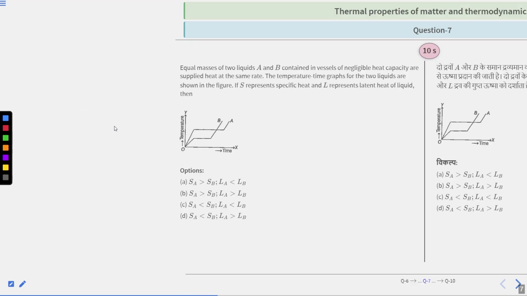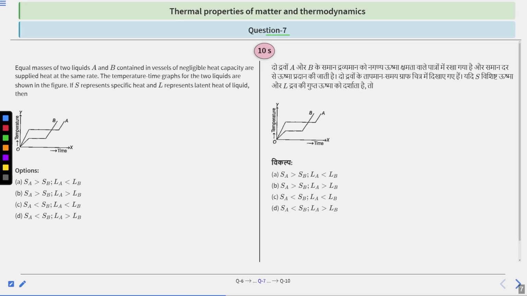Next question, question 7. Equal masses of two liquids A and B, contained in vessels of negligible heat capacity, are supplied heat at the same rate. The temperature-time graphs for the two liquids are shown in the figure. Clear? So there are equal masses of liquids A and B, both contained in vessels of negligible heat capacity.